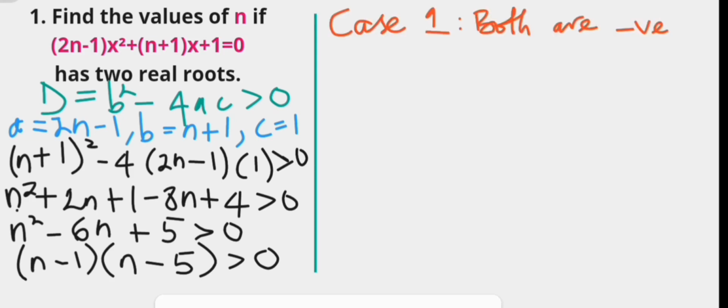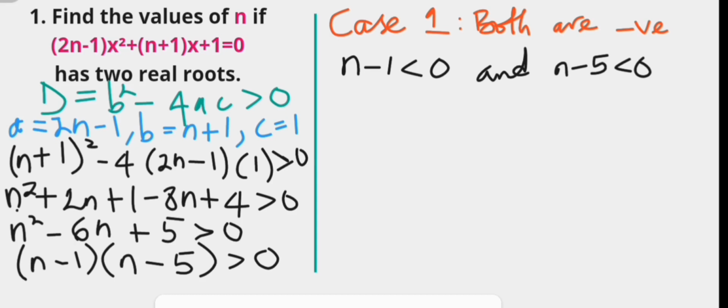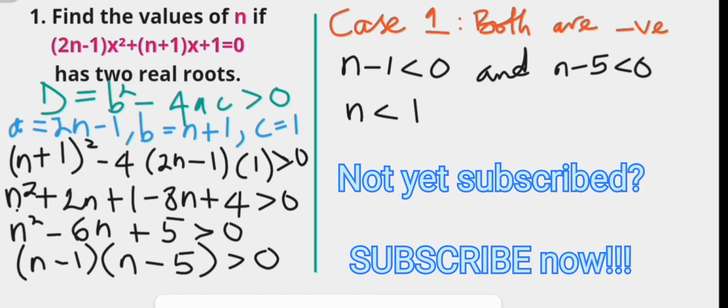The first case is when both factors are negative. That is, n minus 1 is less than 0 and n minus 5 is less than 0. If n minus 1 is less than 0, then it means n must be less than 1. And if n minus 5 is less than 0, it means n must be less than 5. Now, is it possible for n to be less than 1 and also less than 5 at the same time? Let us check it out with the original equation. So we're going to put OR here for now.